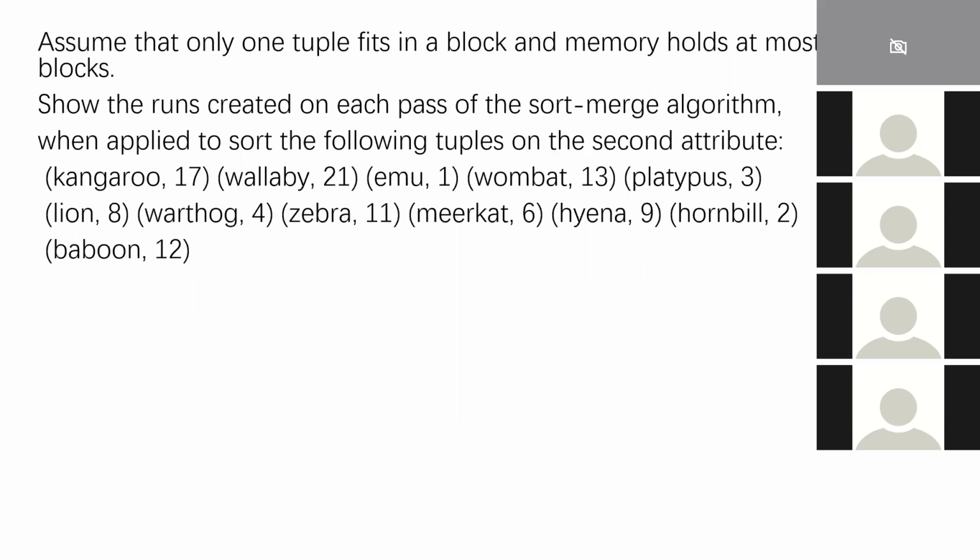Okay, for me to start, I'll begin by saying that it says one tuple fits only one block, and the memory holds at most 3 blocks. What we want to do is sort it based on the second attribute. This is important. It's not based on kangaroo or wallaby. It is based on the second attribute.